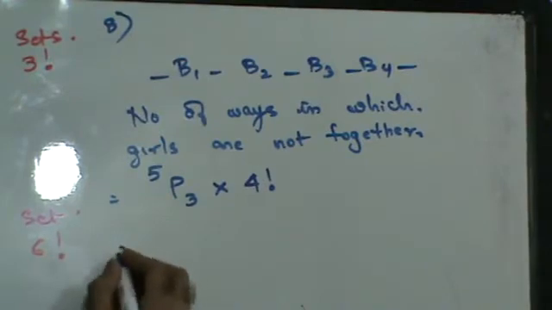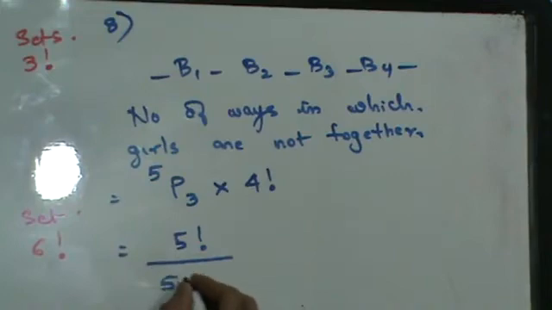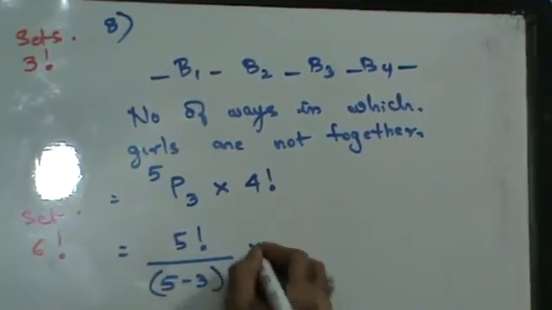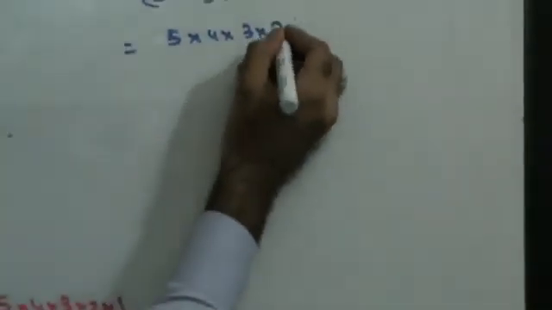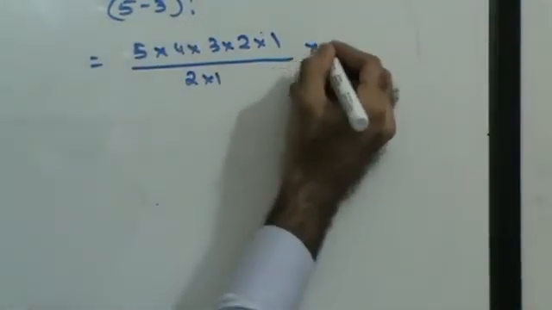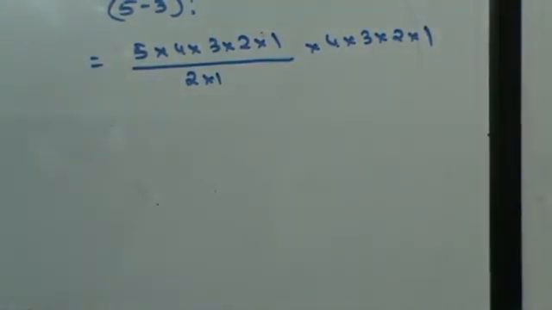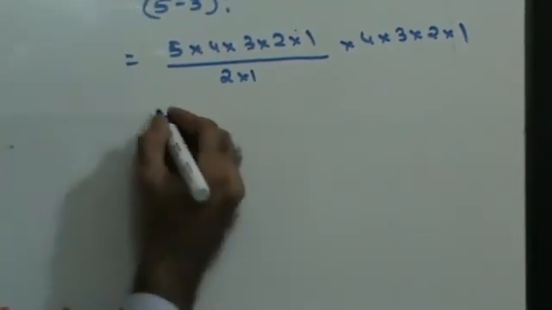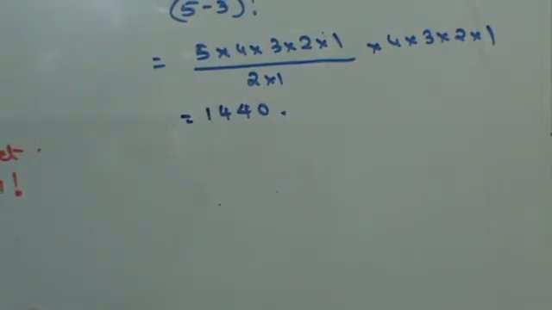I gave you the formula. nPr is given by the formula n factorial upon n minus r factorial, into 4 factorial: 5 into 4 into 3 into 2 into 1, over 5 minus 3 which is 2, so 2 into 1, into 4 into 3 into 2 into 1. When you multiply this, you will come to know the number of ways in which the girls are not together. There are 1440 ways in which the girls can be arranged so that the girls are not together. Right? Do we understand this?